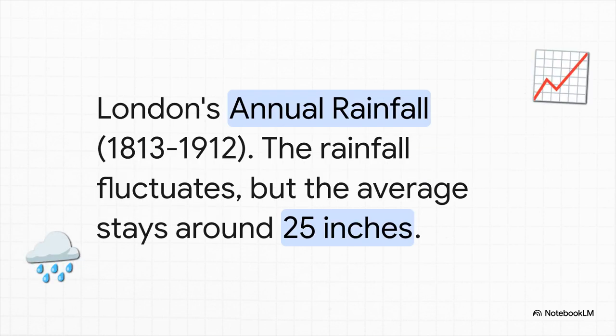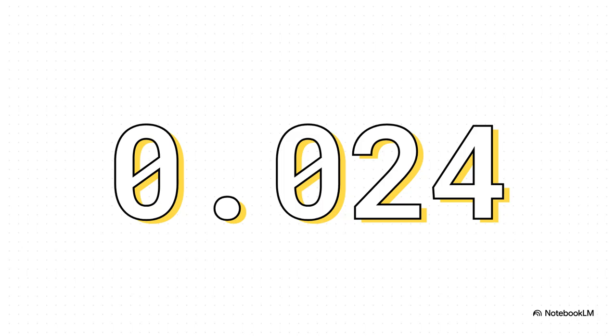Let's look at a real-world example, 100 years of rainfall data from London. You can see that some years were way wetter and some were drier, but overall, the average just kinda hangs out around 25 inches. This is the perfect job for simple smoothing, data with a steady baseline, but a bit of random noise. So, how does the model figure this out?